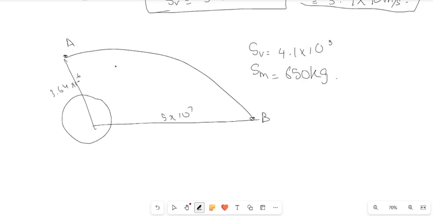Show that the change in gravitational potential energy. So we have to find the gravitational potential energy. Since we have to find the change, find the gravitational potential energy at this point, find the gravitational potential energy at this point, and subtract them. You'll get the answer.